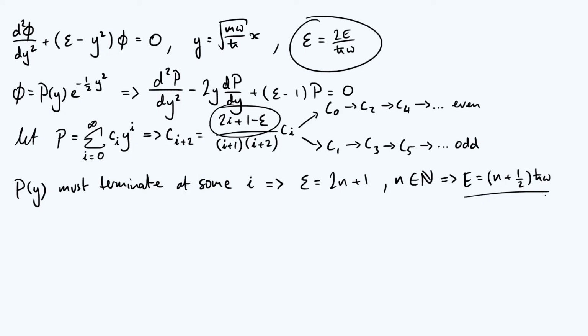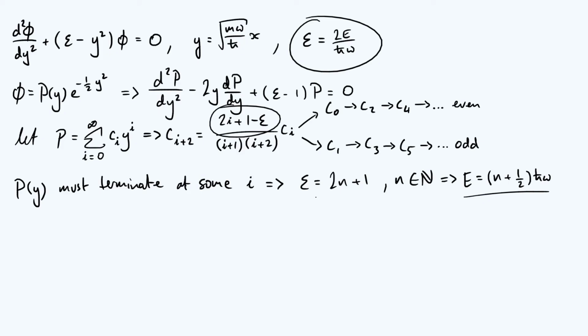We've just shown that the requirement for the wave function to remain finite at large values of y implies that the energy can only take certain values. In particular, the smallest possible value that the energy can take is when n is 0. So the smallest possible value of the energy for a particle in a quadratic potential is a half times h bar omega. That's called the 0-point energy. That's the lowest energy that your particle can have.